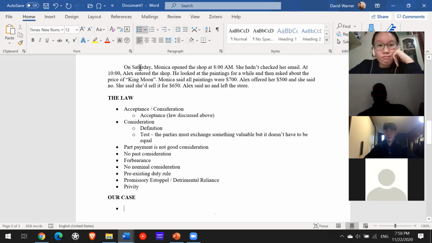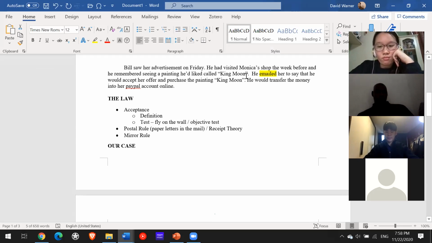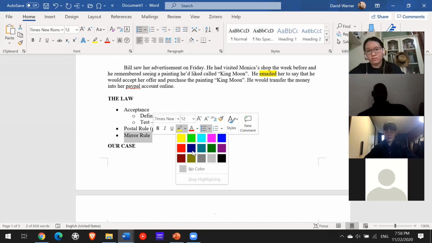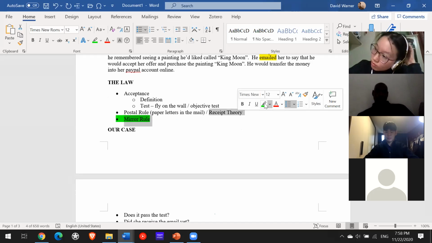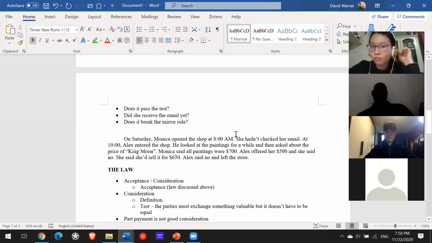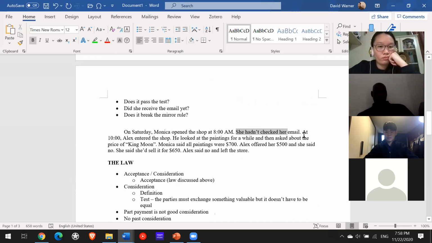Moral obligation. So Monica opens up the shop at 8 a.m. She didn't check her email. So we already know that she does not have a contract with this guy because he broke the mirror rule. But even if he followed the mirror rule, it doesn't matter because this is a receipt theory case because it's email and she hadn't checked her email. That would be good for you to recognize.